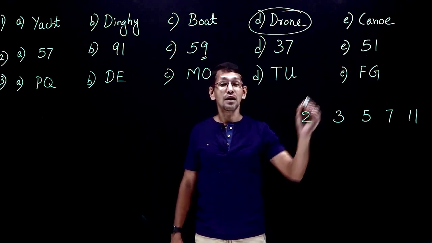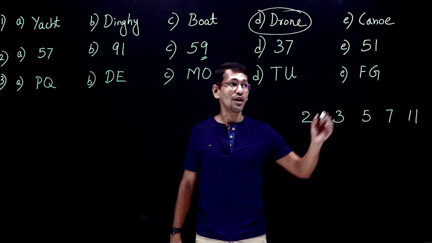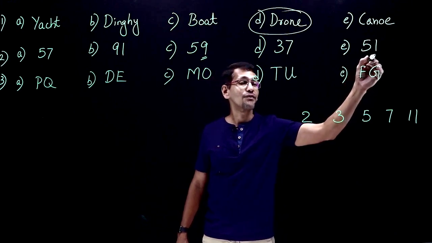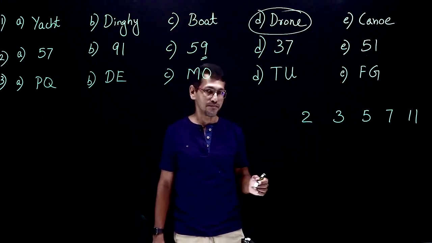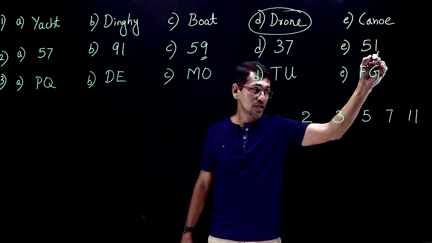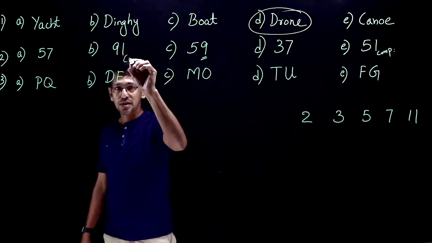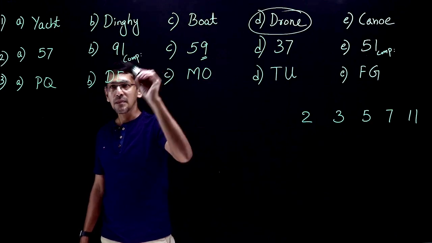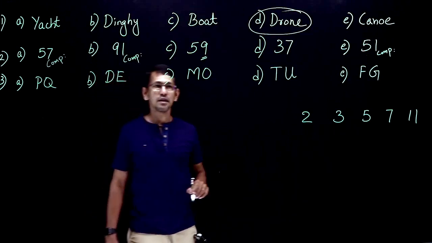And 51. What is that? 51, it's a multiple of 3. 5 plus 1 is 6. So 6, it's a multiple of 3. So the answer would be, well, this is a composite number. Composite number. And this is a composite number. And this is a composite number as well.